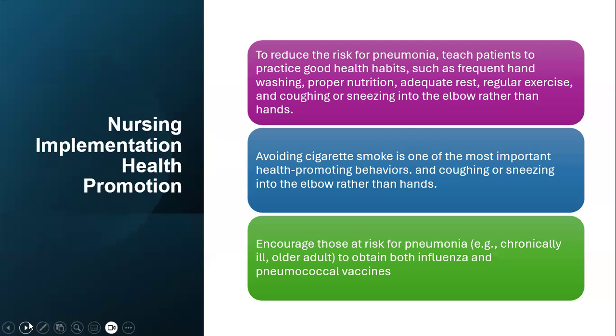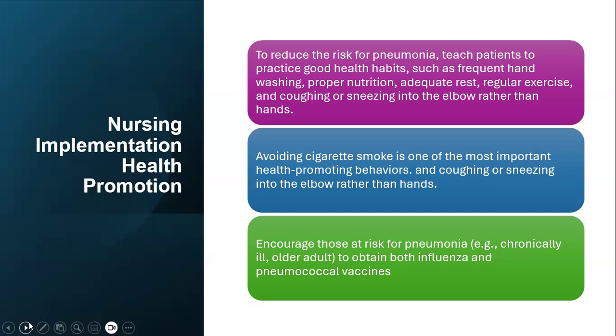So here is the nursing implementation that you need to do on your patient. As I said before in the first meeting this semester, we are going to divide the nursing implementation into three parts. The first one is health promotion, acute care, and ambulatory care. The first one is health promotion. There are several things that you can do for the patient with pneumonia.